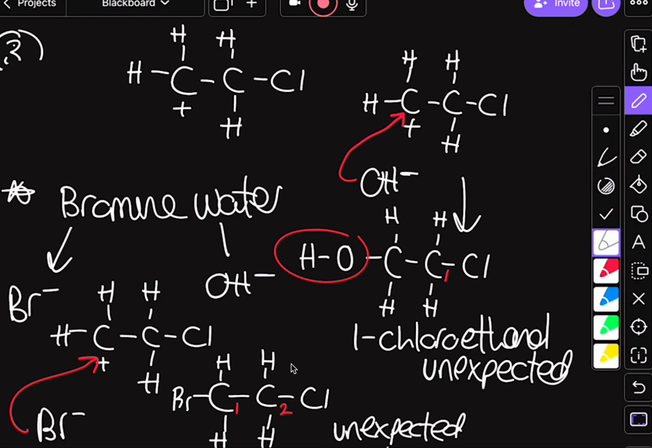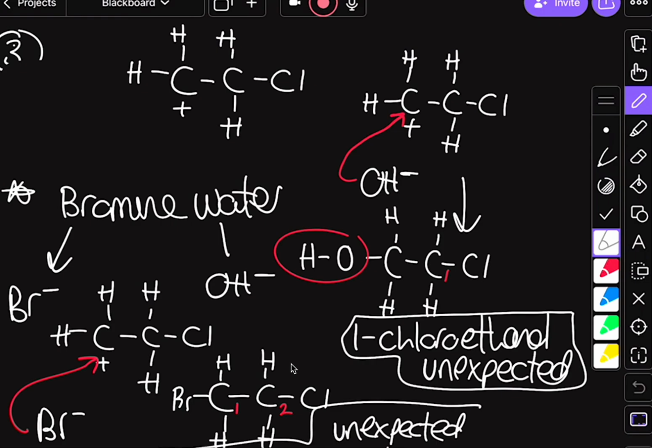Therefore, it proves the mechanism is ionic addition because of the presence of our carbocation. So that ends our third mechanism.